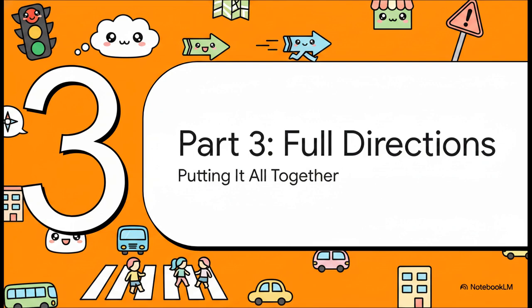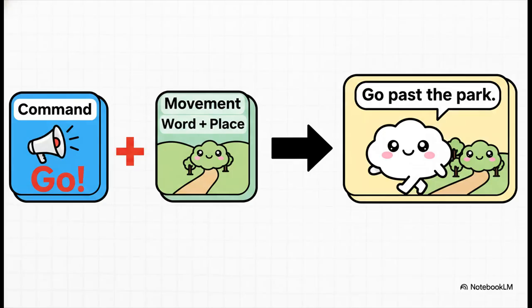We're going to put everything together now. And here is our super simple formula. We just combine a command with a movement word. So you take a command like go, and you add a phrase like past the park. Put them together, and what do you get? Go past the park. The command tells you what to do, and the movement word tells you where.